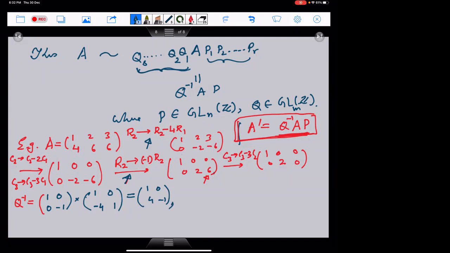This is called Q inverse. Therefore, you can find Q by taking the simple inverse. Anyway, you can compute that. Next, I have to find P. So for P, what am I going to write first? 3 cross 3. 3 cross 3, correct. And which one?